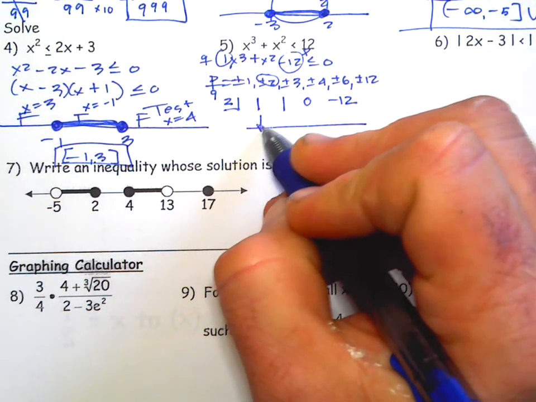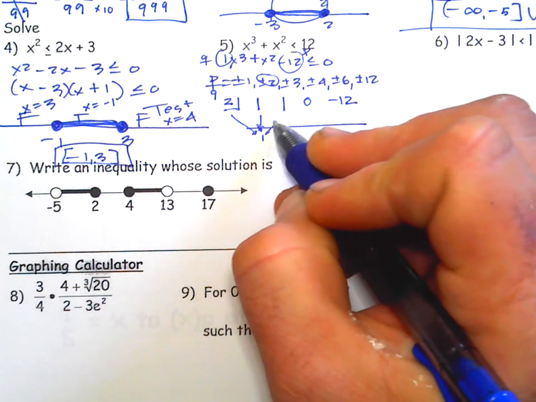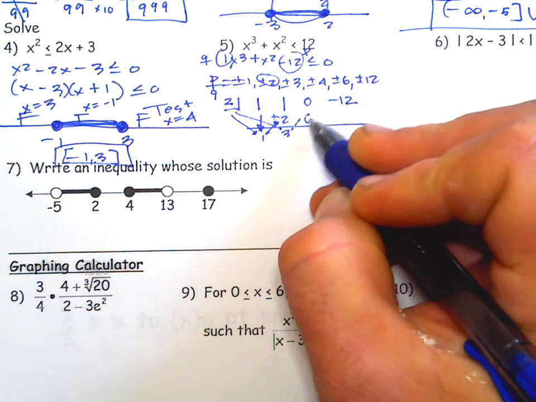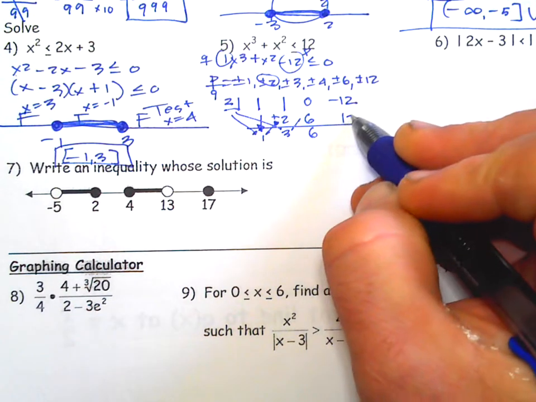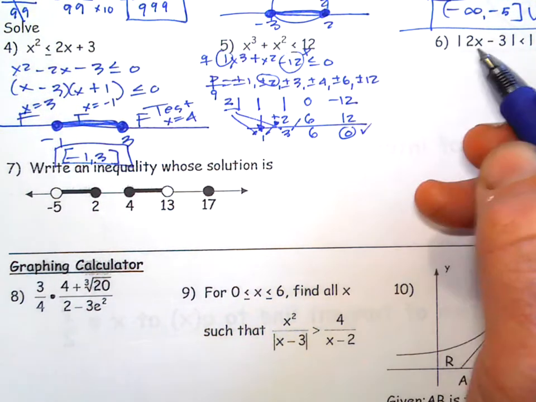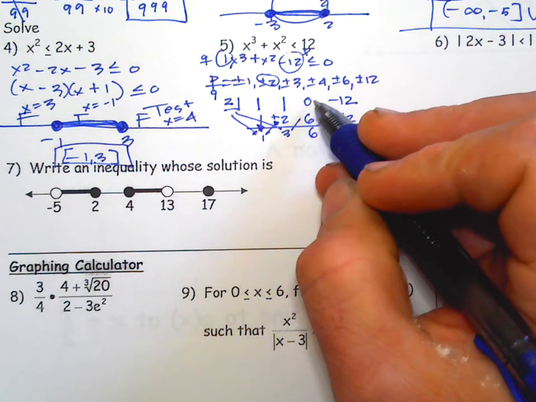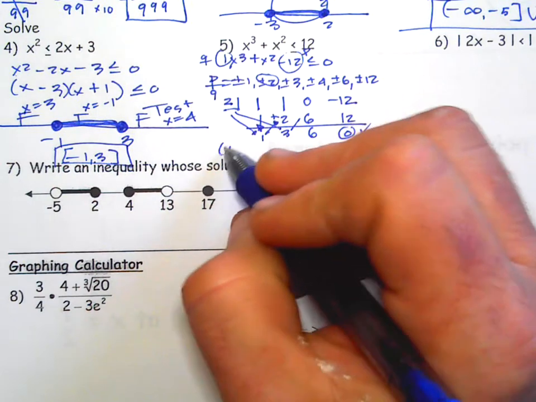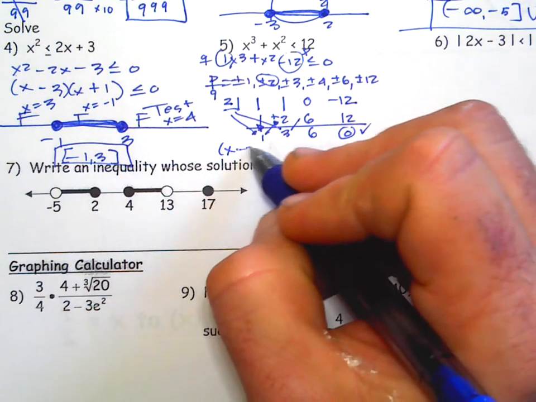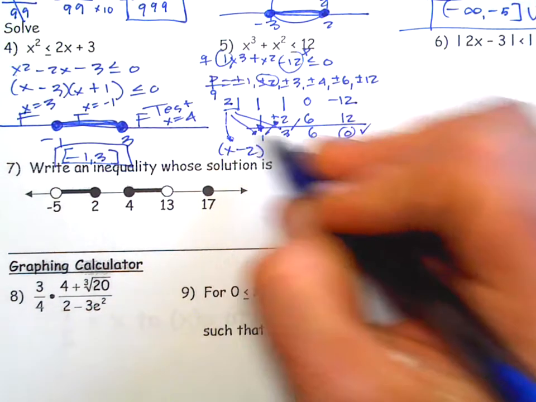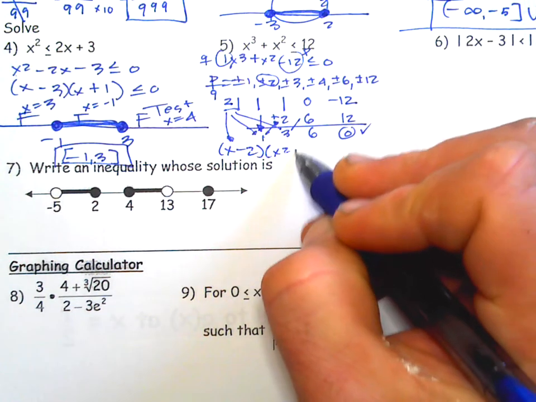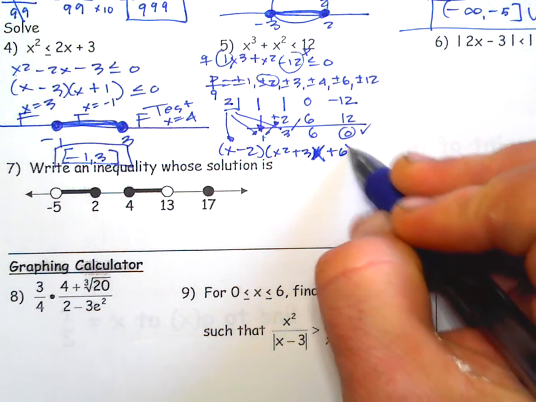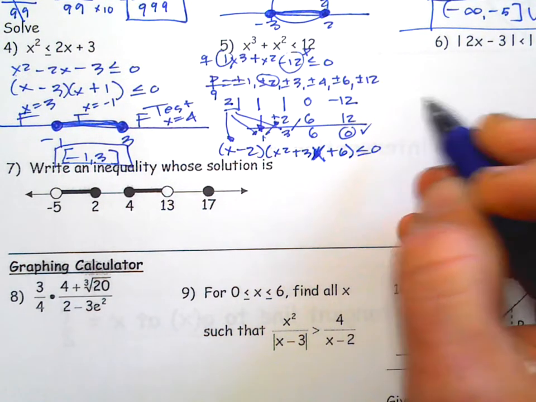So drop the first term down, multiply by 2, add these, keep going, repeat. And at the end, you should get 0. If you don't, something's wrong. You forgot the 0 here, you picked the wrong root, you did something wrong. It's a good check. So now this came from x minus 2, and then this is going to be x squared plus 3x plus 6 less than or equal to 0, still there.